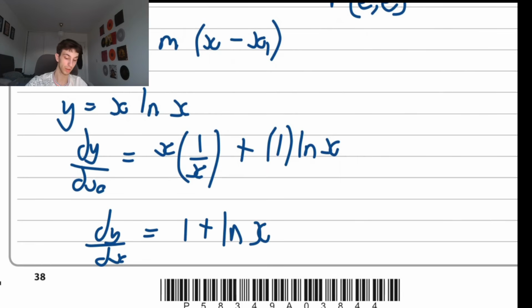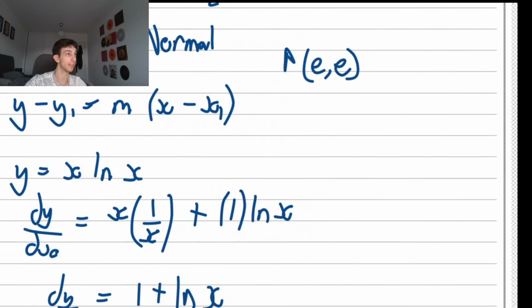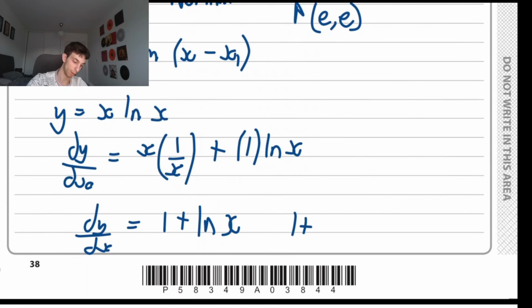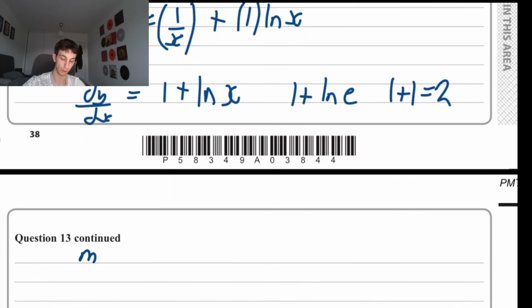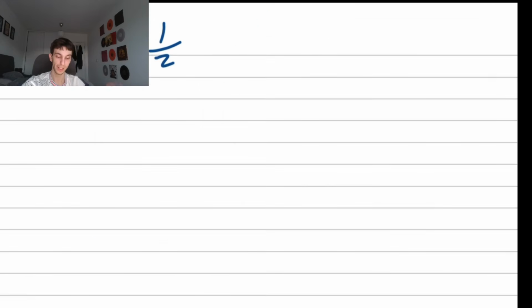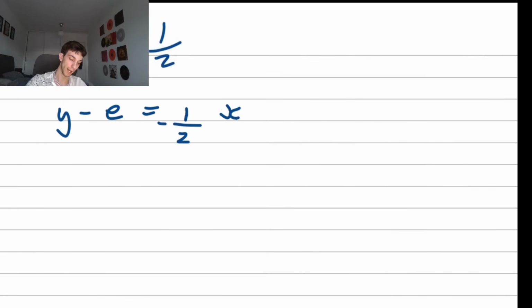So exactly, we have dy/dx equal to 1 plus ln x. Now we care about dy/dx when we plug in e, so when x equals e. So we have 1 plus the natural log of e, which is just 1 plus 1, so it's going to be equal to 2. Therefore, m, the gradient of our normal, the negative reciprocal, will be minus a half. Now plug everything into our straight line equation. We have y minus y1, so that's y minus e, equals m, which is minus a half, multiplied by x minus e, because we had x1 to be e.